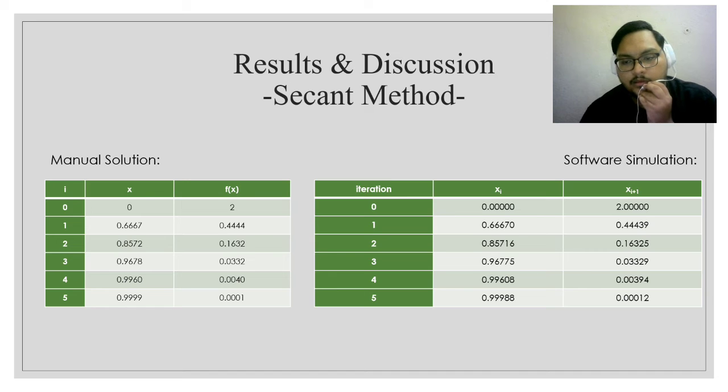In comparison, the software simulation is a little bit more efficient because we set the formula in the software, and then Excel itself will calculate. It gives a very precise value, rather than the manual solution, where we use a calculator which we set to 4 decimal places only.